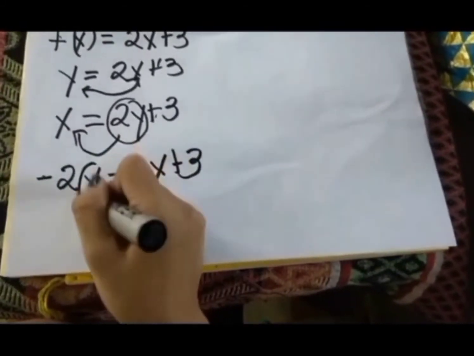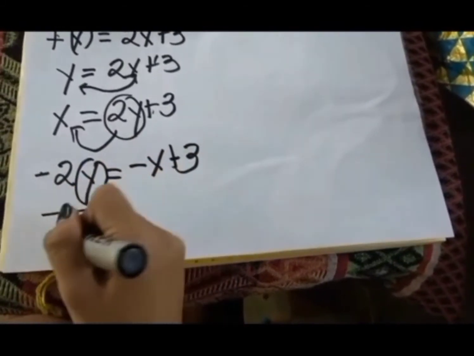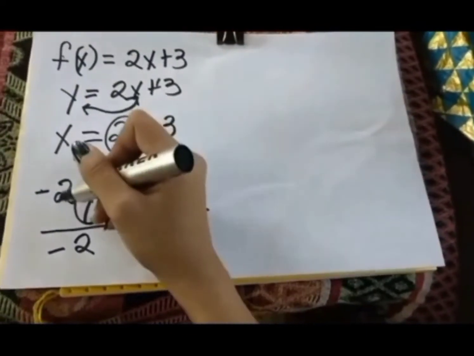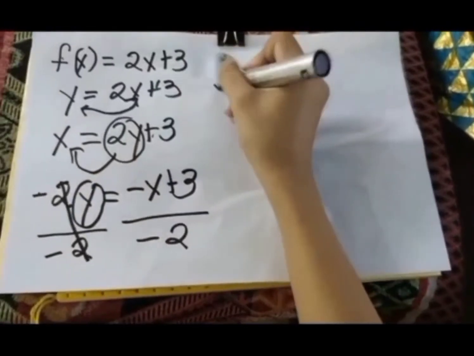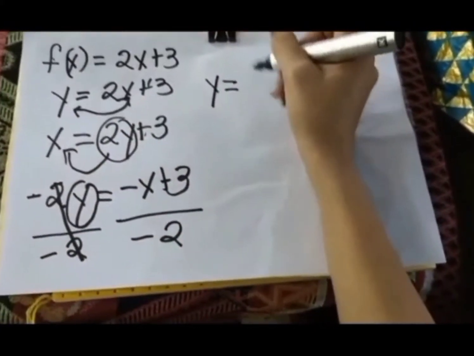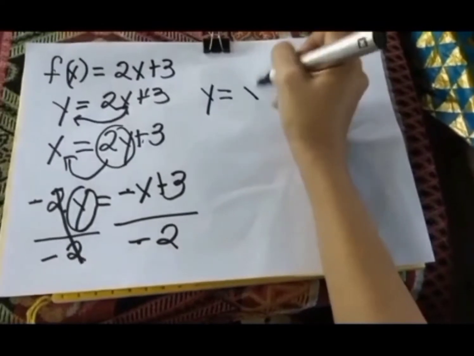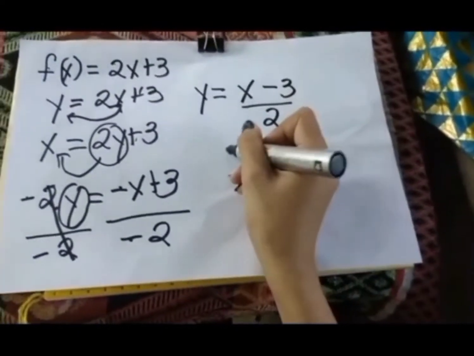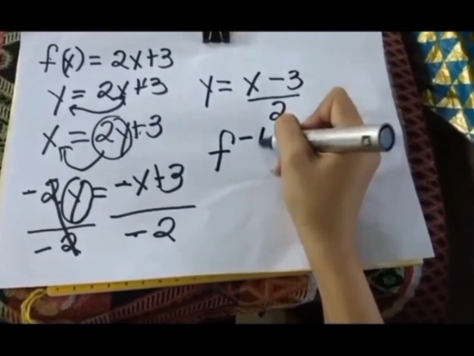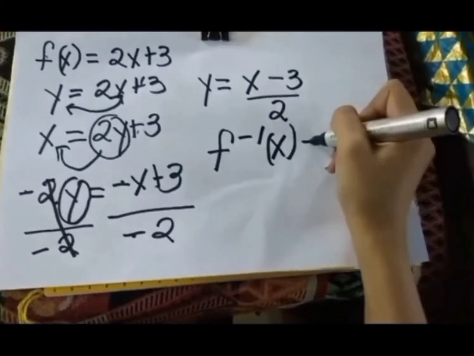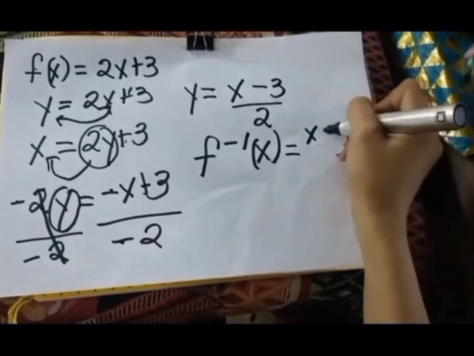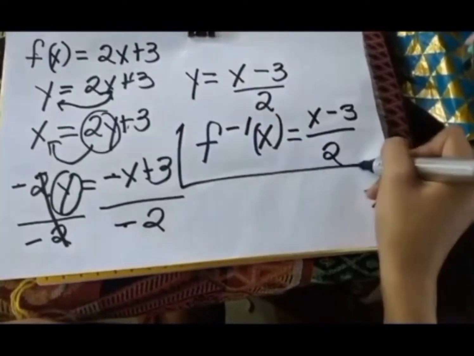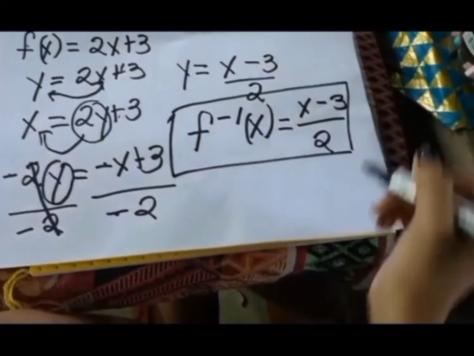So para maiwan itong y na to, we need to divide both sides into negative 2. So negative 2, negative 2. So itong both negative 2 na yan, ikakancel natin yan. So magiging y na lang. So y is equals to both negative, i-divide ay positive, x minus 3 over positive 2. So the inverse function of 2x plus 3 is equals to x minus 3 over 2. That's the answer po. Thank you.